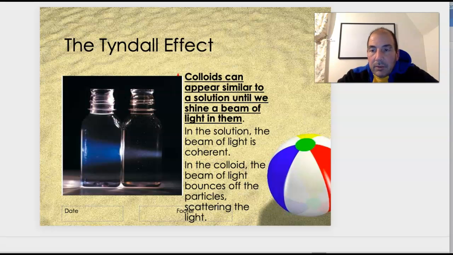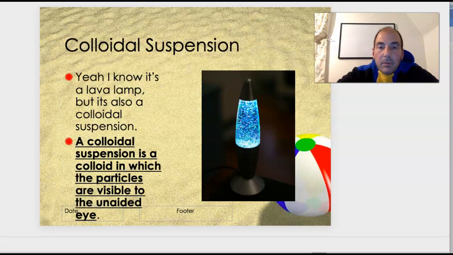But when colloid particles become even bigger, they become more obvious. We call it a colloidal suspension. Okay, so again, it's heterogeneous, it's a colloid, but we call it a colloidal suspension because the particles are so obvious to the unaided eye. Like a lava lamp. We can see the things mixing around, and we can see that it's not homogeneous. That's what makes it a suspension.